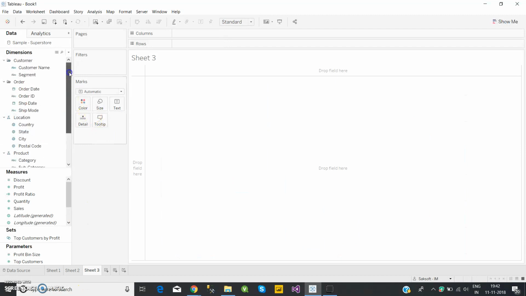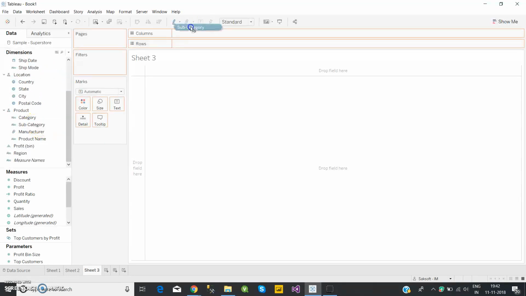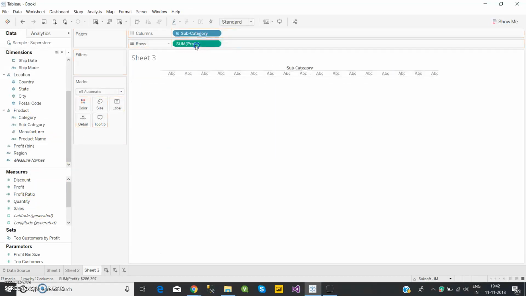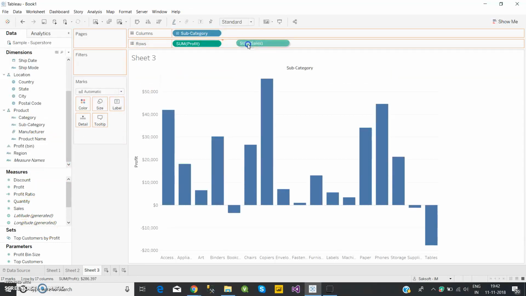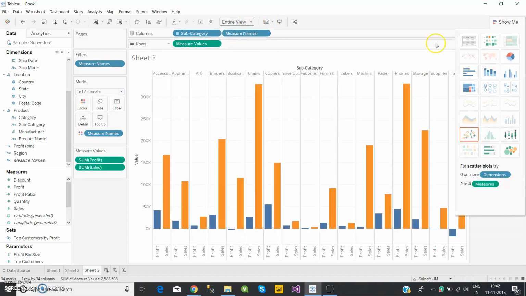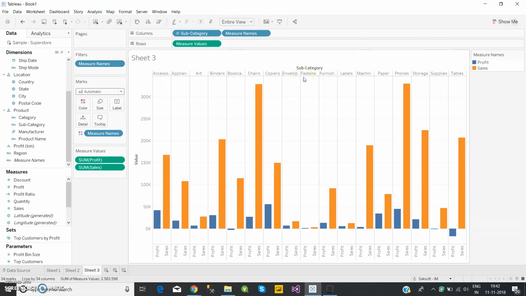The next chart is also under the bar chart family. This one is called the side by side chart. Here I'm using one dimension, but I'm taking two measures, profit and sales. Why do I use the side by side chart? I am able to compare between two different measures. In a single chart, I am able to see how the sales and profit both have been.